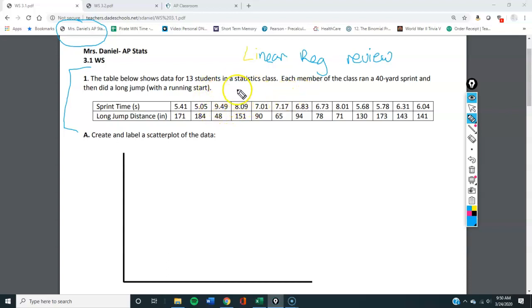So first thing they're going to ask you to do with this one is create and label a scatter plot. I'm just going to put my dots in. I'm going to put one up here though. And over here is going to be my long jump. I'm going to put feet. You have to make sure you have the units in there. Make sure that these axes are labeled.